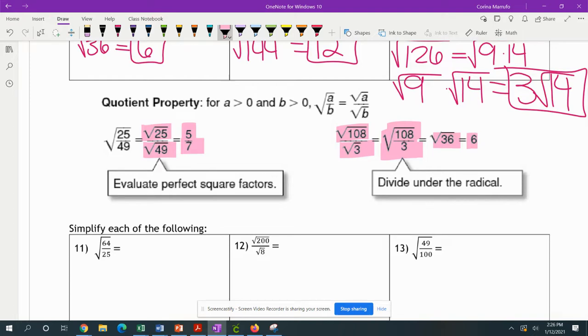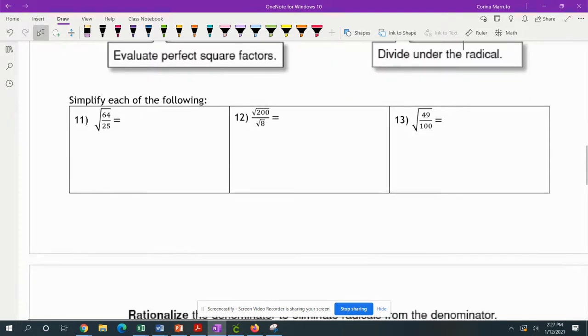Okay, so for example here, we have the square root of 64 over the square root of 25. We can do it in two different square roots. The square root of 64 gives us 8. And the square root of 25 gives you 5. If you can simplify the fraction, simplify it. If you can't, leave it as is.